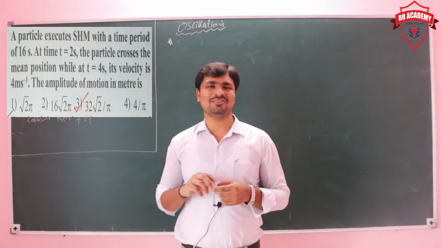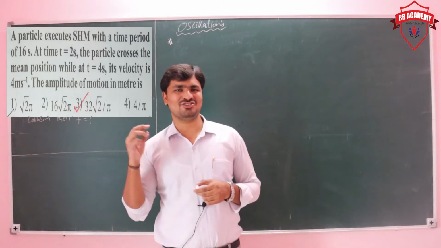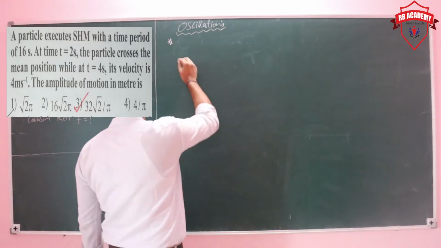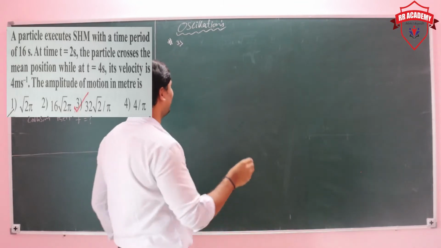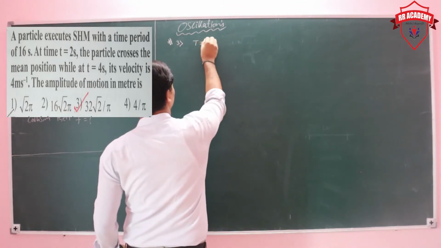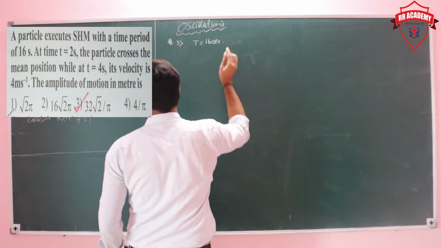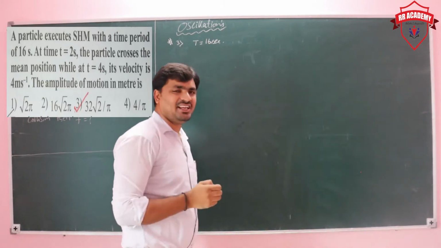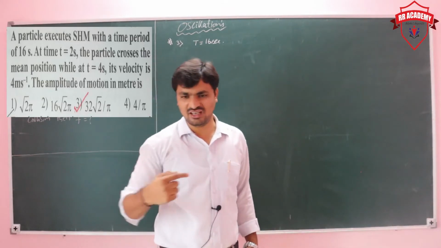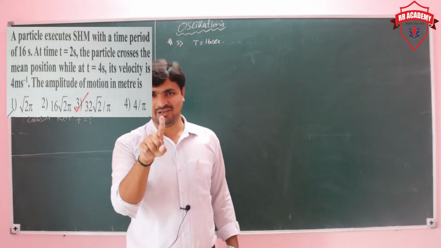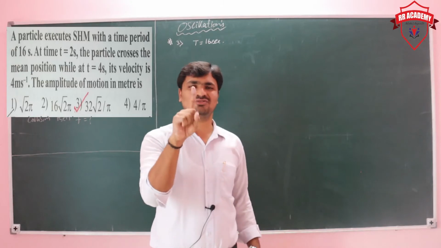Here two more problems are there for us. See question number 3. What is question number 3? The time period of oscillation is 16 seconds. And at t equal to 2 seconds, the particle is at the mean position. Means the motion does not start from the mean position, and it does not start from the extreme position.